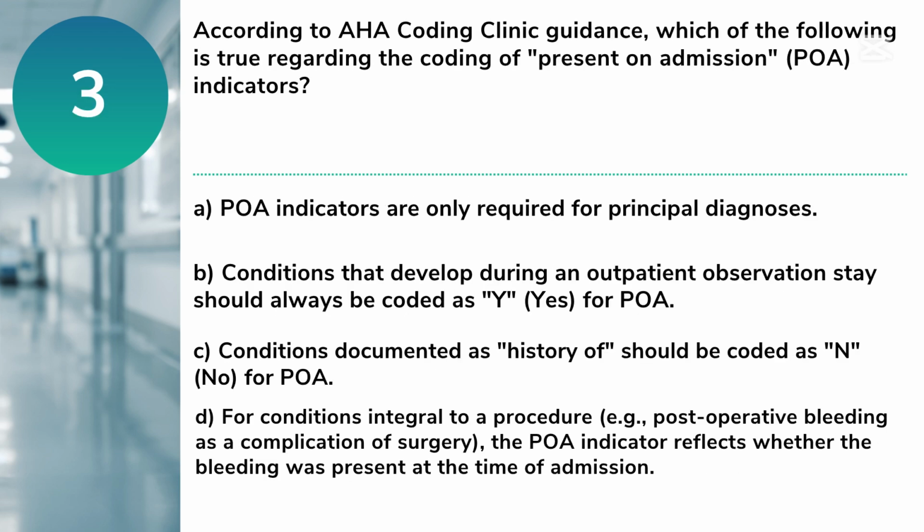Question 3. According to AHA Coding Clinic guidance, which of the following is true regarding the coding of present on admission, POA, indicators? A. POA indicators are only required for principal diagnoses. B. Conditions that develop during an outpatient observation stay should always be coded as Y, yes, for POA. C. Conditions documented as history of should be coded as N, no, for POA. D. For conditions integral to a procedure, e.g., postoperative bleeding as a complication of surgery, the POA indicator reflects whether the bleeding was present at the time of admission.